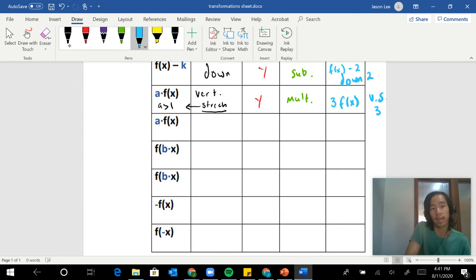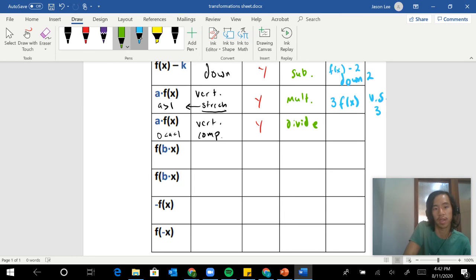All right, so what if a is between 0 and 1? Well, this is going to be a vertical compression. It's vertical, so that means it is going to affect the y coordinate. And it's a compression, so instead of multiplying, we are going to divide.